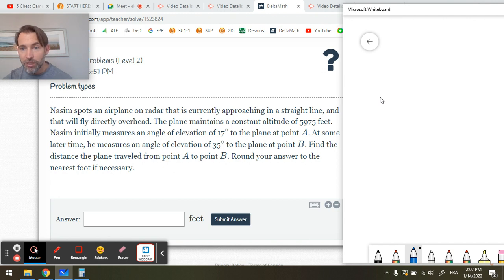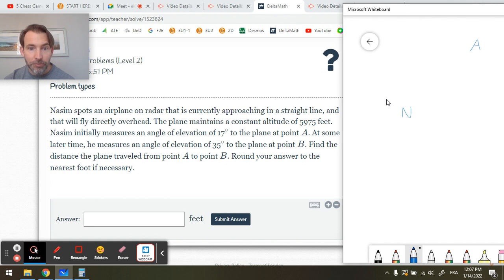All right, so here is N for Nassim down here. Here is A for airplane up here. And Nassim initially measures an angle of elevation of 17 degrees to the point A. Oh, I already labeled it A for airplane. All right. At some later time, he measures an angle of 35 degrees to the plane at point B. Okay, so let's draw it.